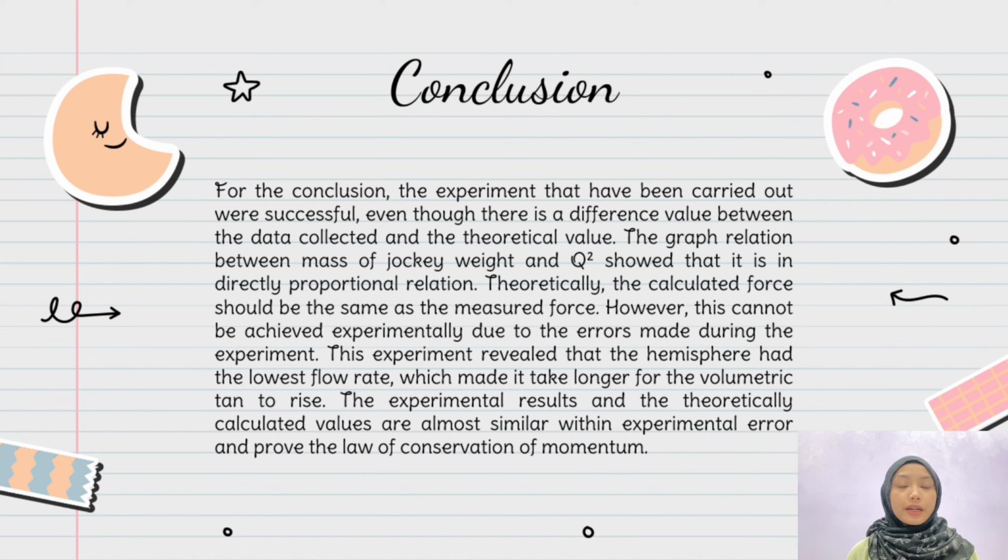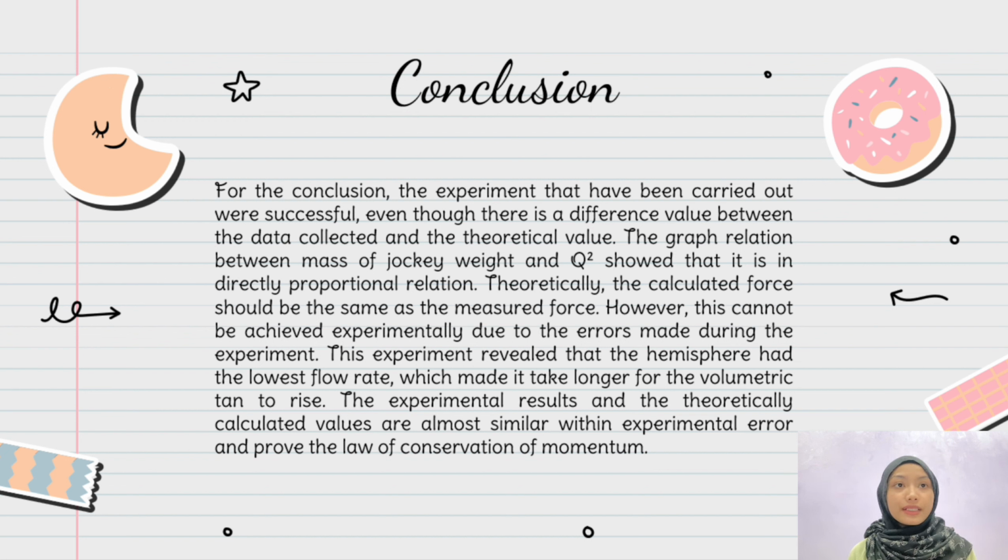My name is Nohana Sharabiti Azman with matrix number DF200148 and I will explain about the conclusion. So for the conclusion, the experiment that has been carried out was successful even though there is a difference between the data collected and the theoretical value. The graph relation between mass of jockey weight and the Q-square shows that it is a directly proportional relation. Theoretically, the calculated force should be the same as the measured force. However, this cannot be achieved experimentally due to the errors made during the experiment.